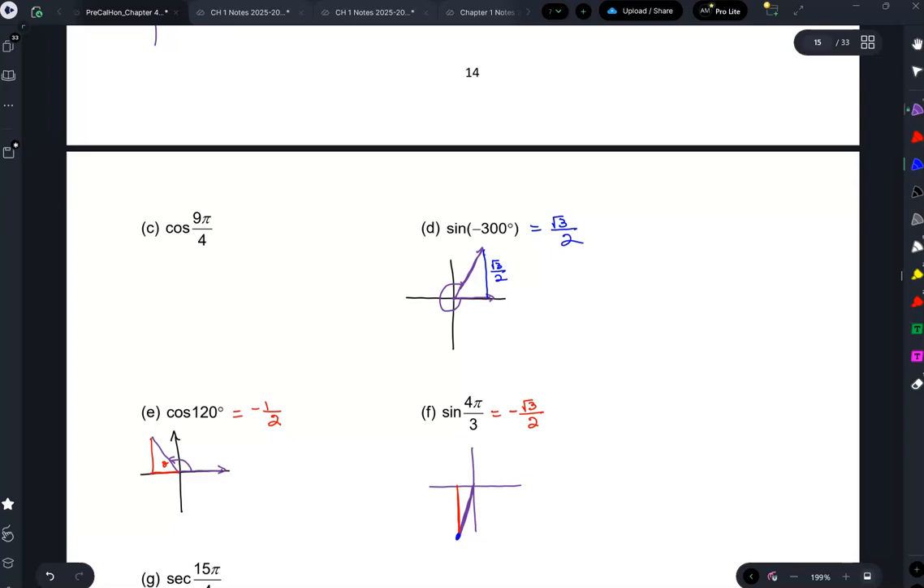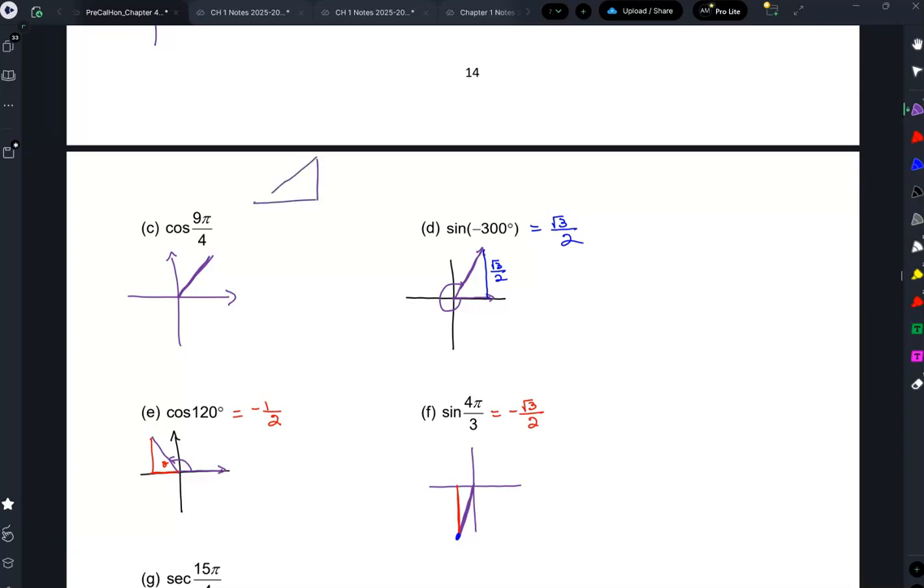Okay, 9 pi over 4. First, we need to figure out where 9 pi over 4 is. Okay, so let's see. Look, it's like a clock. Okay, 1 pi over 4. Then what's the next one? 3 pi over 4. And what's the next one? 5 pi over 4, 7 pi over 4, 9 pi over 4. 9 pi over 4 is here. What angle does that correspond to? 45 degrees.